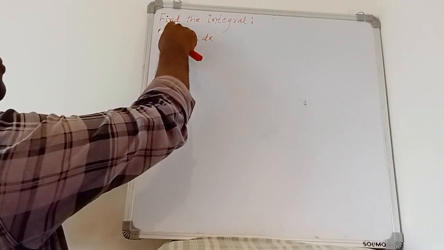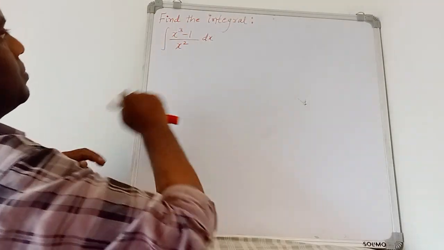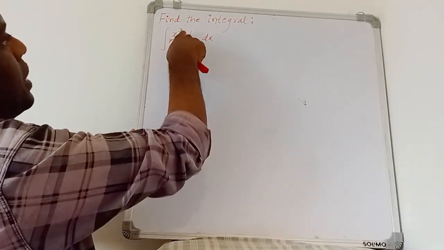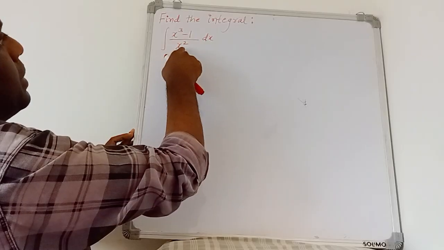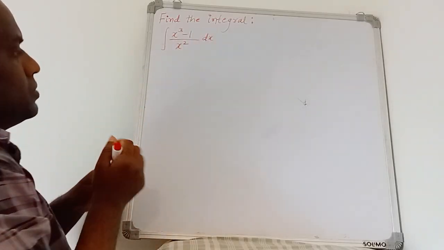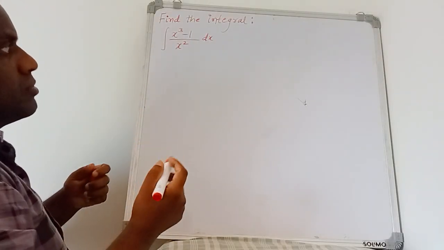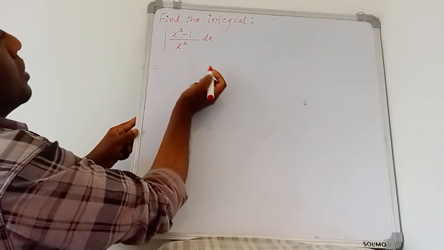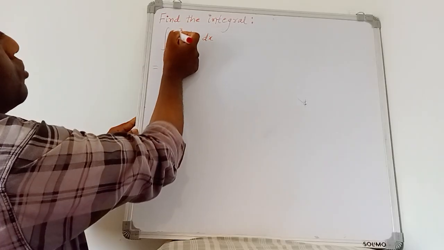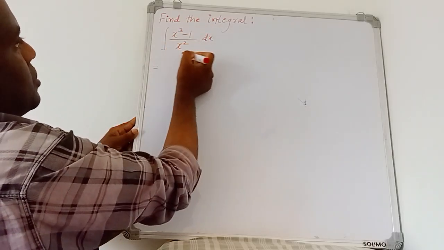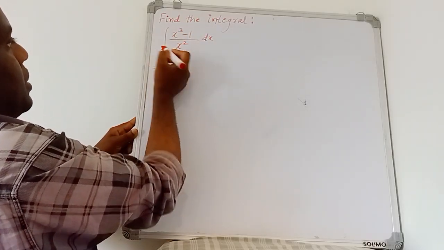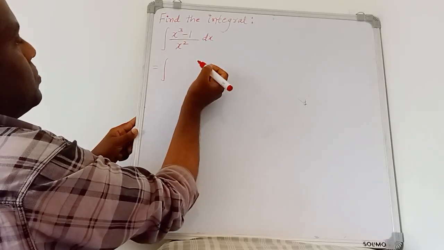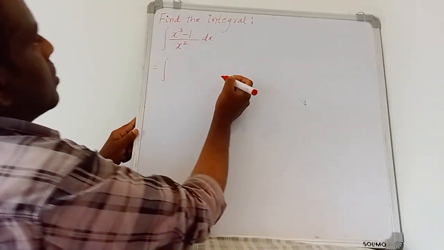Find the integral of (x cube minus 1) whole divided by x square dx. So first step is what? We have to simplify this first. First I will write this integration symbol as it is.